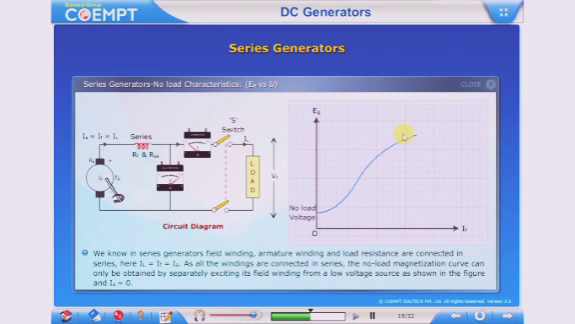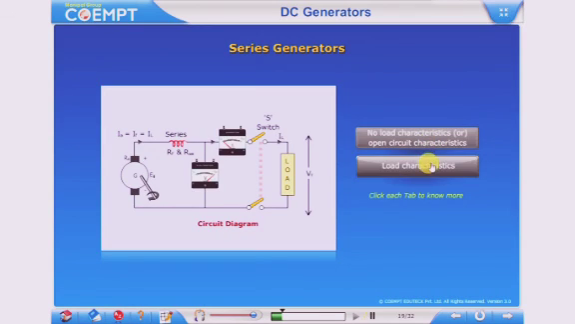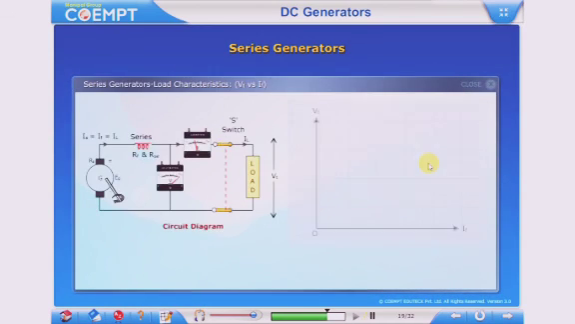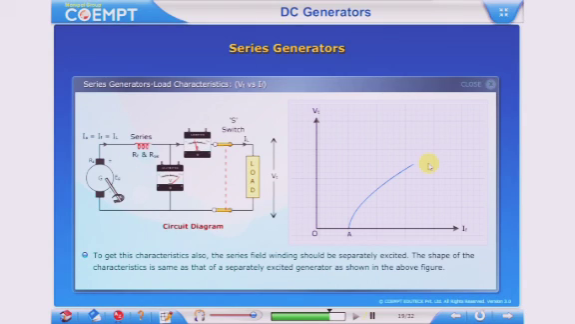The important characteristics of compound generators are given below. Click on each tab to know more. No-load characteristics or open circuit characteristics. For a long shunt compound generator, the same current flows through the series and shunt field turns. The number of series field turns is far less than that of the shunt field turns. So the effect of series field MMF may be neglected in comparison with the shunt field MMF at no load.